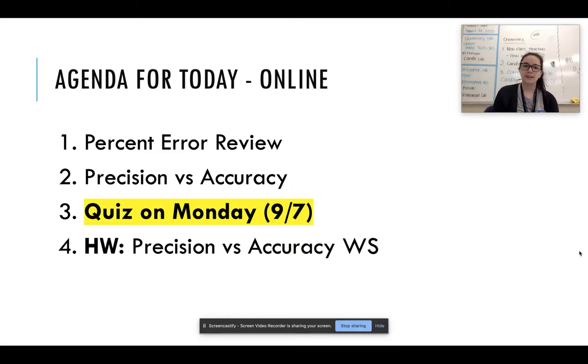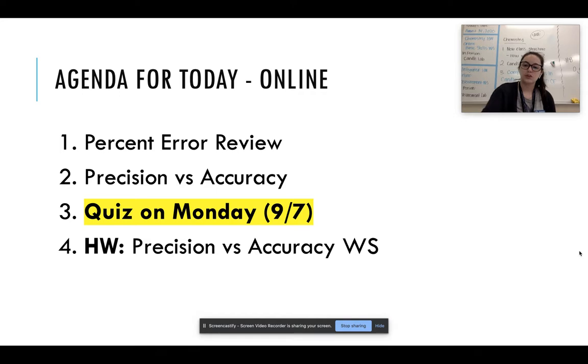So our agenda today is we're going to review some percent error, and then I'm going to lead us into the new topic of precision versus accuracy, and then you will have a quiz on Monday, and your homework will be a precision versus accuracy worksheet for you to practice, and then I might make an Edpuzzle. However, that is in the air right now. Let's see how this goes.